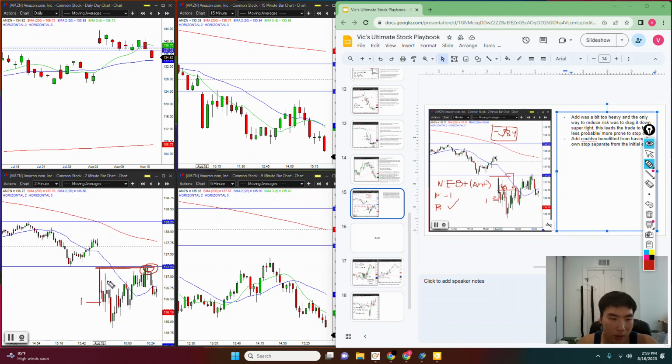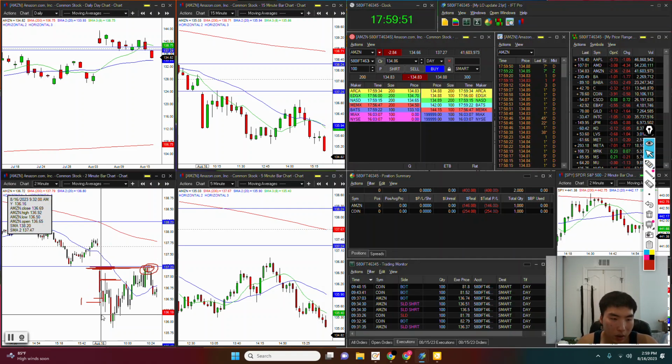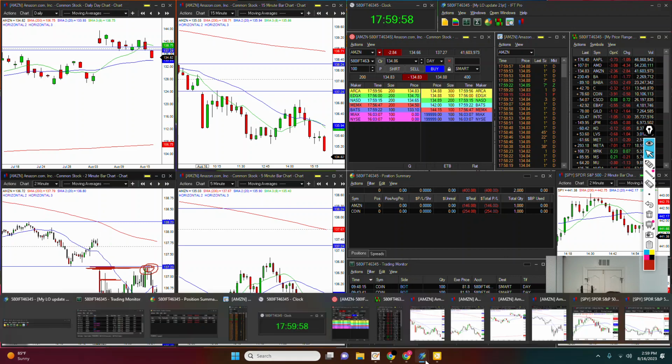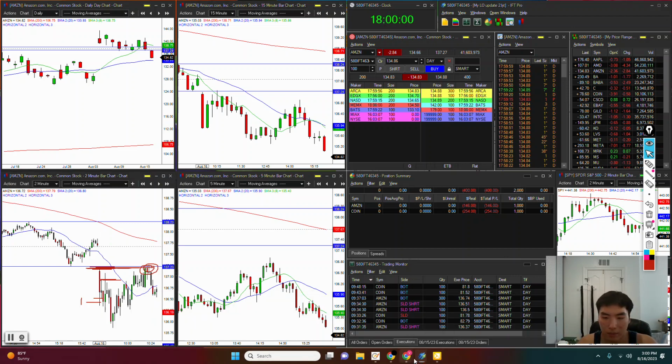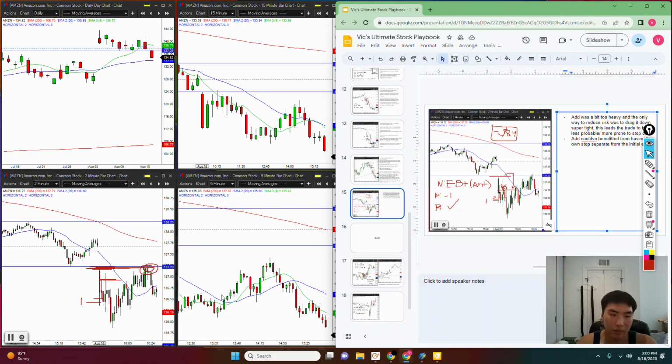So what I mean is, if I added here, I should have had two separate stops, one for the one lot here and one for the two lots I added here. But I don't think it should have even been two lots. Like, calculate this bar. The range is 42 cents. Yeah, that's a bit too much risk to add. One lot on there would have been enough.